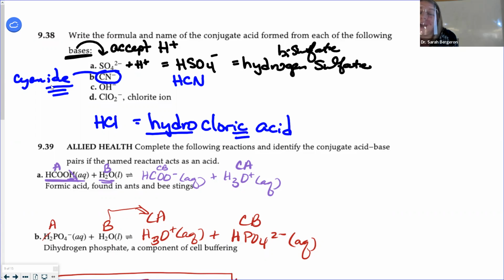So if I have cyanide, cyanide's weird. It ends in IDE, but you find it on the polyatomic ion table. So if it ends in IDE, we have to do this naming scheme. So what should I call it? Hydrocyanic acid.